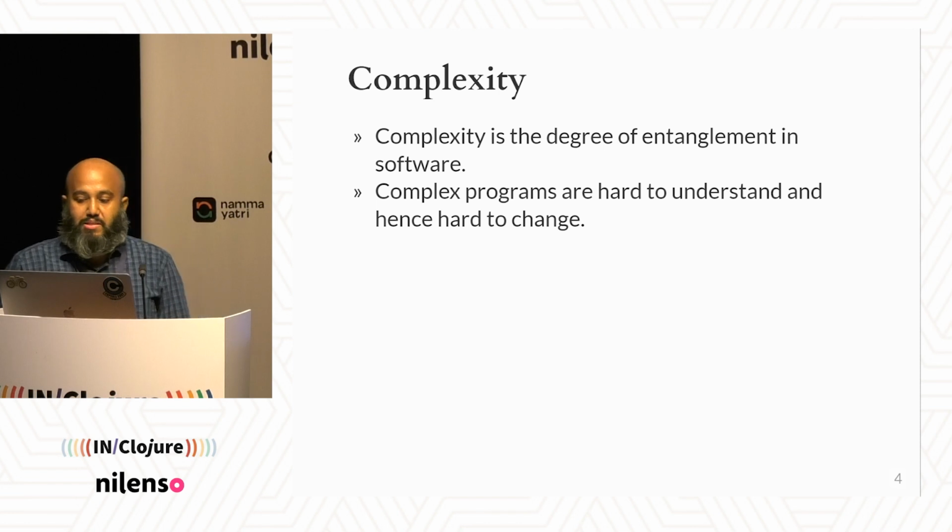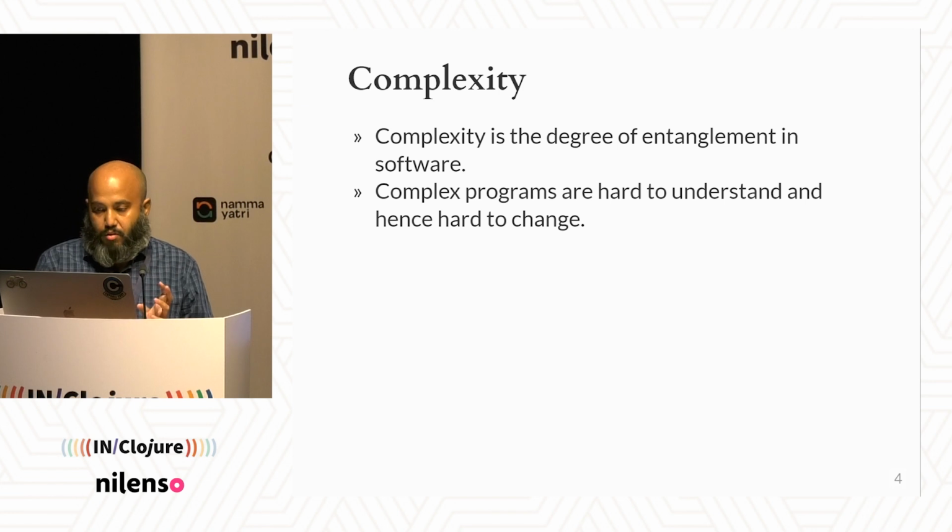So complex code bases are caused by a large number of interactions between a large number of parts, different parts of the code base, right? So as the number of parts grows, the number of interactions increases exponentially, right? And the code base eventually becomes entangled. And things break in mysterious ways. You make a change here, something breaks over there. You try to fix one bug, and then 3 new bugs come up, right? So complex programs are hard to understand, and hence they're hard to change.